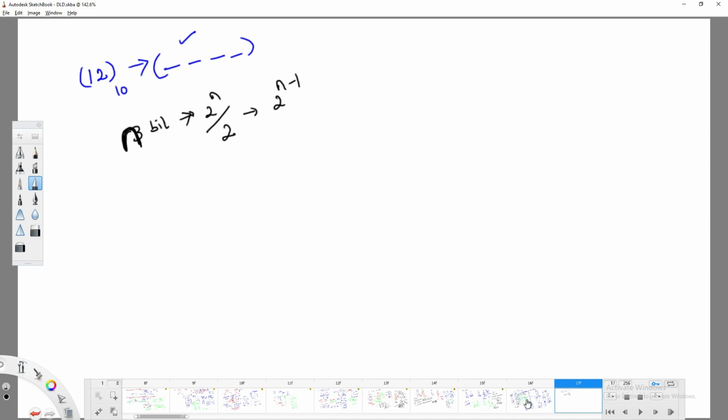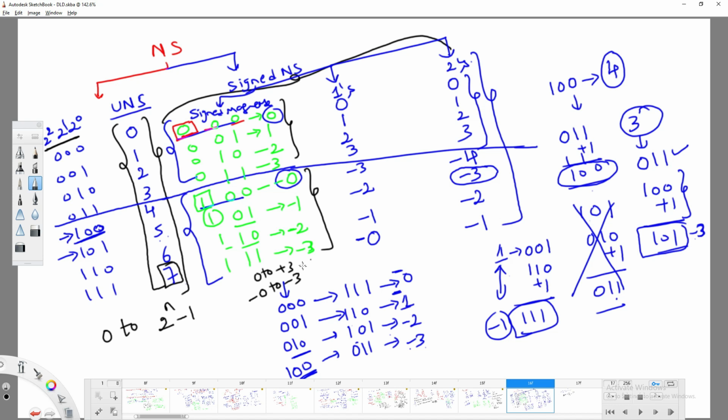If it is the sign magnitude representation, the positive values range from 0 to 2 power n minus 1, minus 1. What about the negative values range? 0 to minus (2 power n minus 1, minus 1). Is it okay? If you want, you can just substitute the number 3. 2 square minus 1, minus 4. Sorry, this should be minus. Right? 2 square minus 1 is minus 3. Okay.